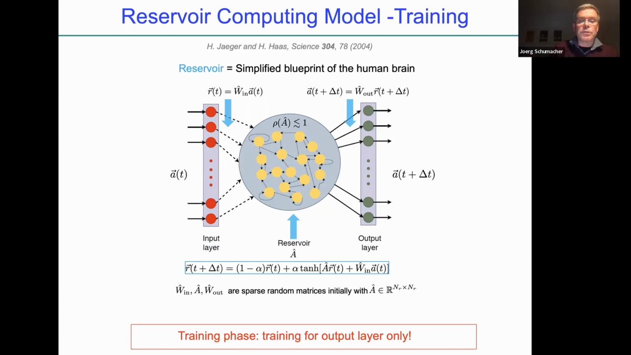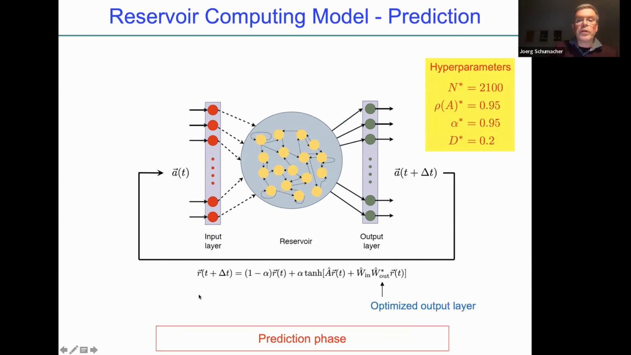Once everything is trained, and once all the hyperparameters of your reservoir computing model, including the spectral radius of the reservoir matrix, are optimized, the whole model runs in the prediction mode. And so then it is basically an autonomously operating model with the optimized output matrix.